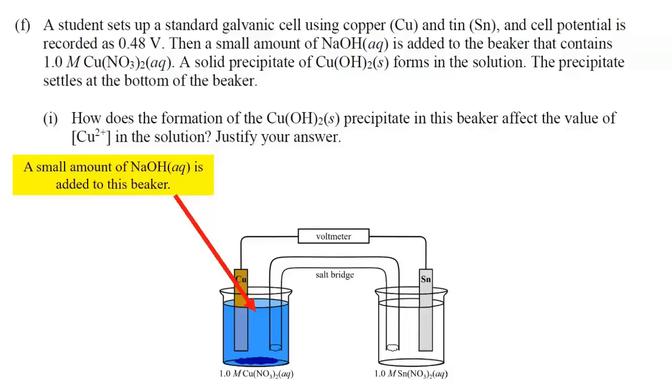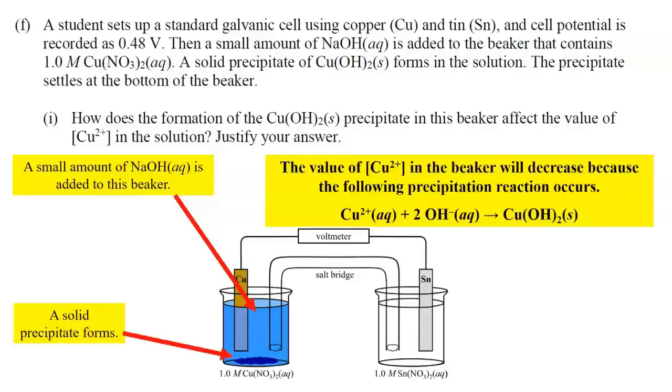This results in the formation of a precipitate. So what will happen is that in solution, the value for the concentration of the copper ions in that beaker will decrease because a precipitation reaction will cause some of the copper ions in solution to react with some of the added hydroxide ions. And then now we have solid copper hydroxide at the bottom of the beaker. That means we're removing copper ions from the solution. So the value for the concentration of copper in that beaker will decrease.